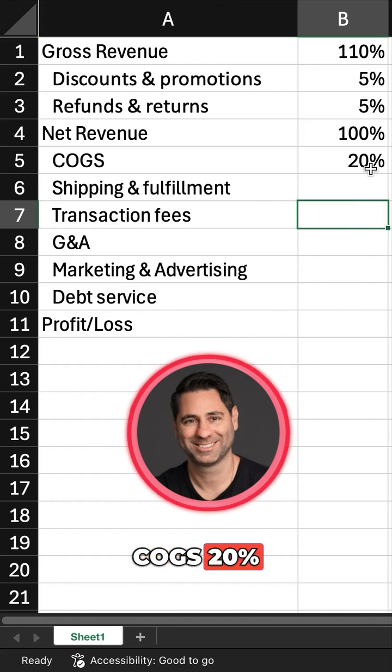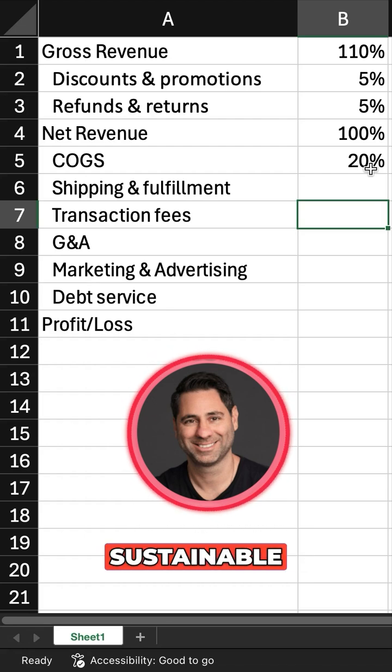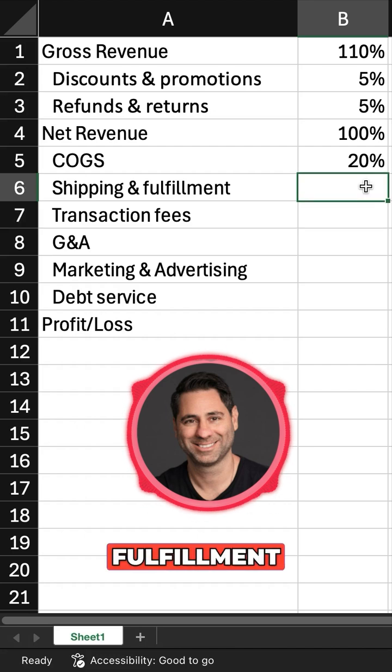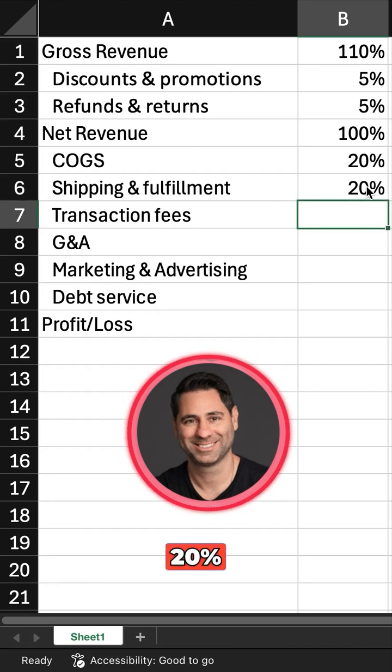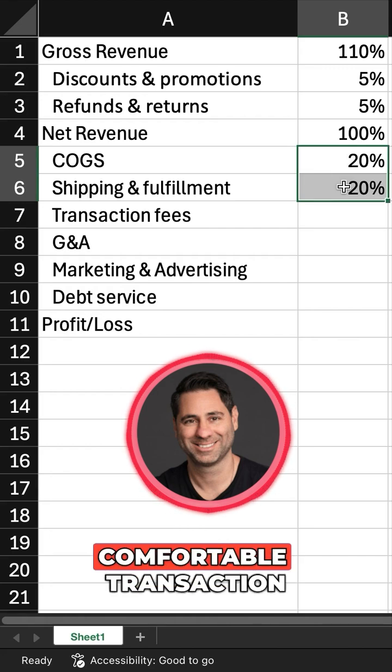So COGS 20%. By the way, a note here, I do like a lot having a margin of 80% or higher to make your business easier to operate and more sustainable. Shipping and fulfillment, let's say that's another 20%. Another note here, I think that when you add these two up, you should be at 50% or lower. Again, if you want to operate more comfortably.